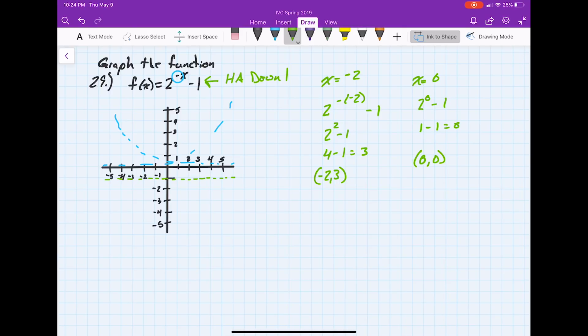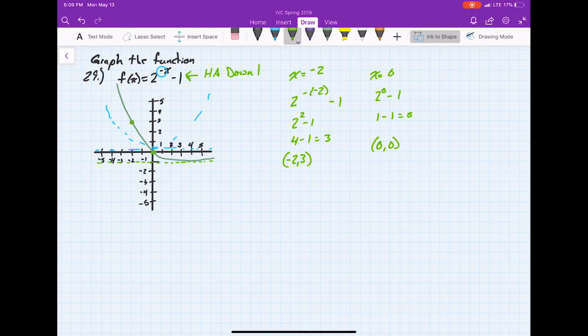Now, I have a couple points here. Let's go ahead and graph them. So we'll go -2, 3, and then 0, 0, of course. And we can draw our line. I'll use green. And there you go, just as suspected.